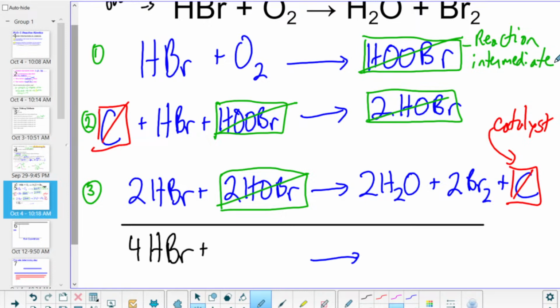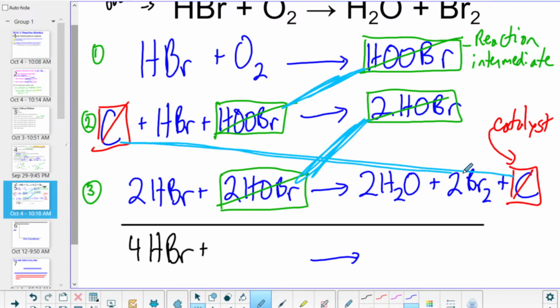Intermediate. And how you identify them versus catalysts is that they're made and then they're used up. So they have this directionality when you line it up. Whereas a catalyst crosses that. They have a different directionality.